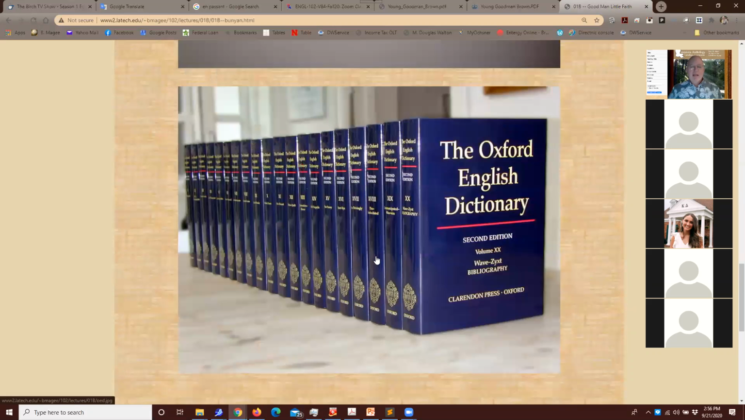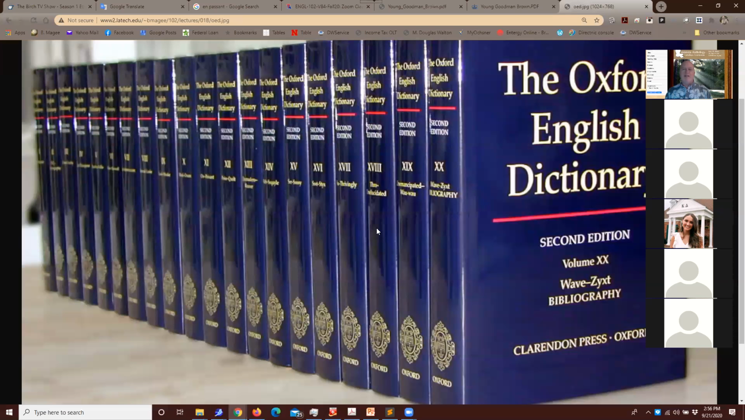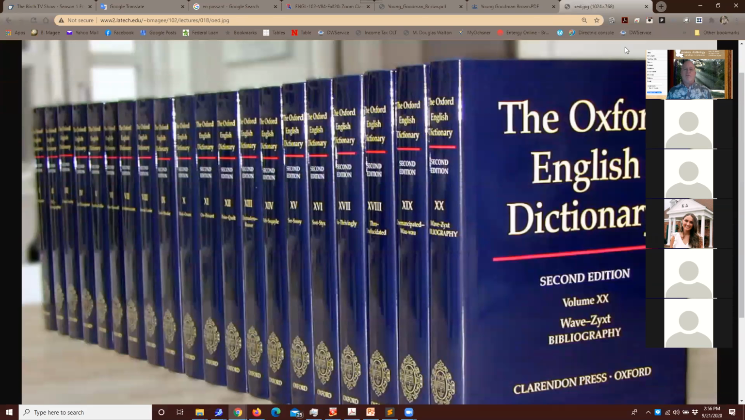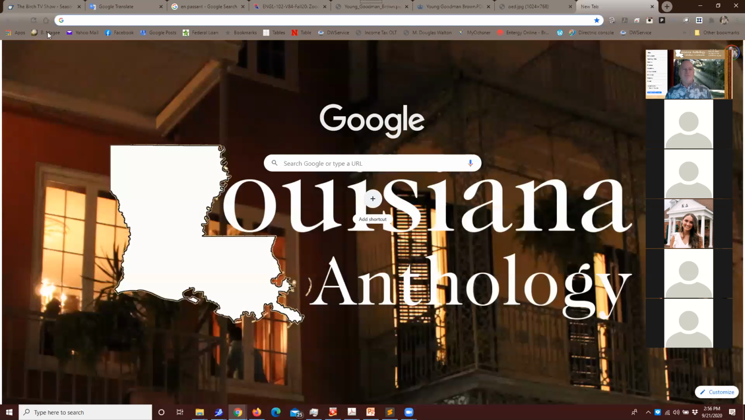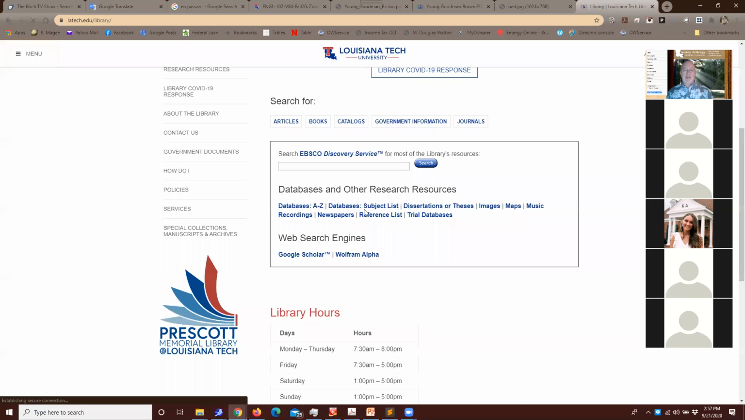So here is the Oxford English Dictionary. I want everybody to have at least one quotation from the OED in your research paper. So you can go to the library and it's got these. This is one copy of the Oxford English Dictionary. It's as big as a set of encyclopedias. But of course, we live in modern times, so we can go to the Tech Library homepage and look it up online.